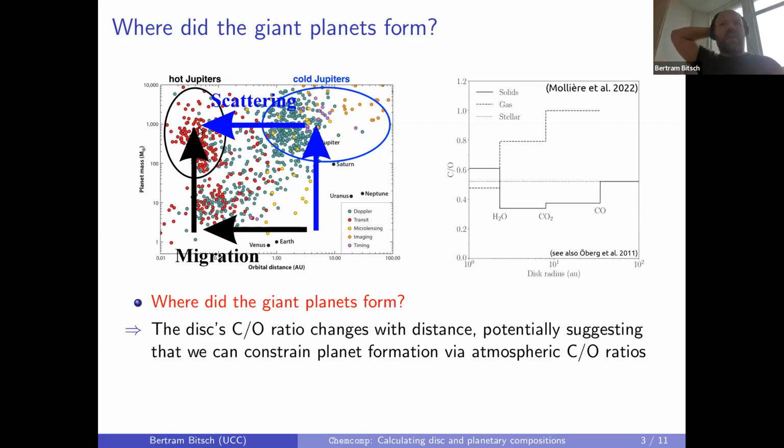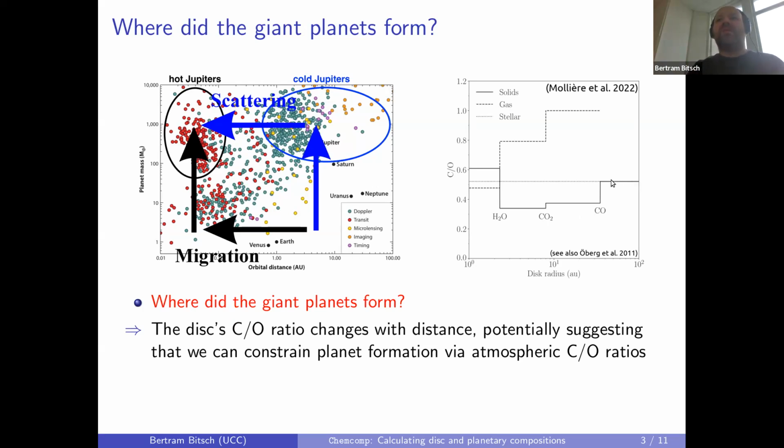And then, of course, there's the underlying idea that maybe we can relate it to the chemical composition of these planets, because in this paper from Öberg 2011, the idea was that maybe different regions in the disk, related to different evaporation fronts, will exhibit different compositions, and the planets forming in these regions will then inherit these compositions.